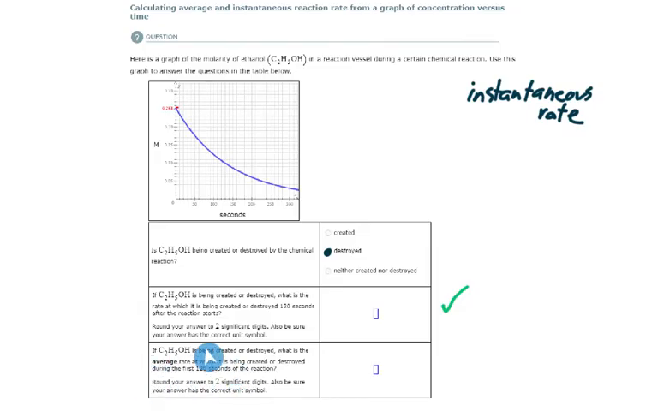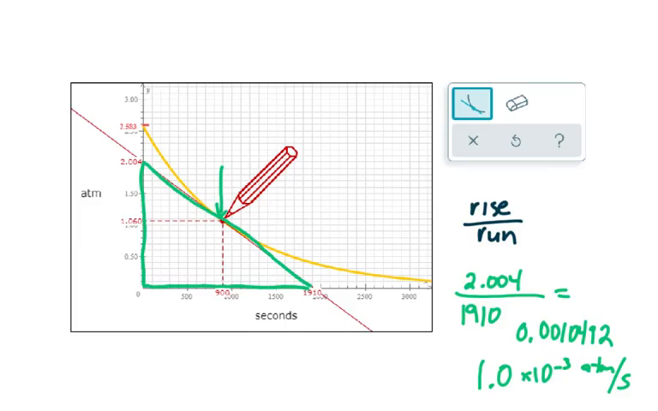So now let's do the average rate. It says if ethanol is being created or destroyed, and we know it's being destroyed, what's the average rate at which it is being destroyed during the first 120 seconds of the reaction? So this time, what they want us to find is not the instantaneous rate at 120 seconds, and in this example, we went with 900 seconds. They don't want the instantaneous rate at that particular point in time in the reaction, but they want the average rate over the first, they say 120 seconds. So for us, it'll be over the first 900 seconds.